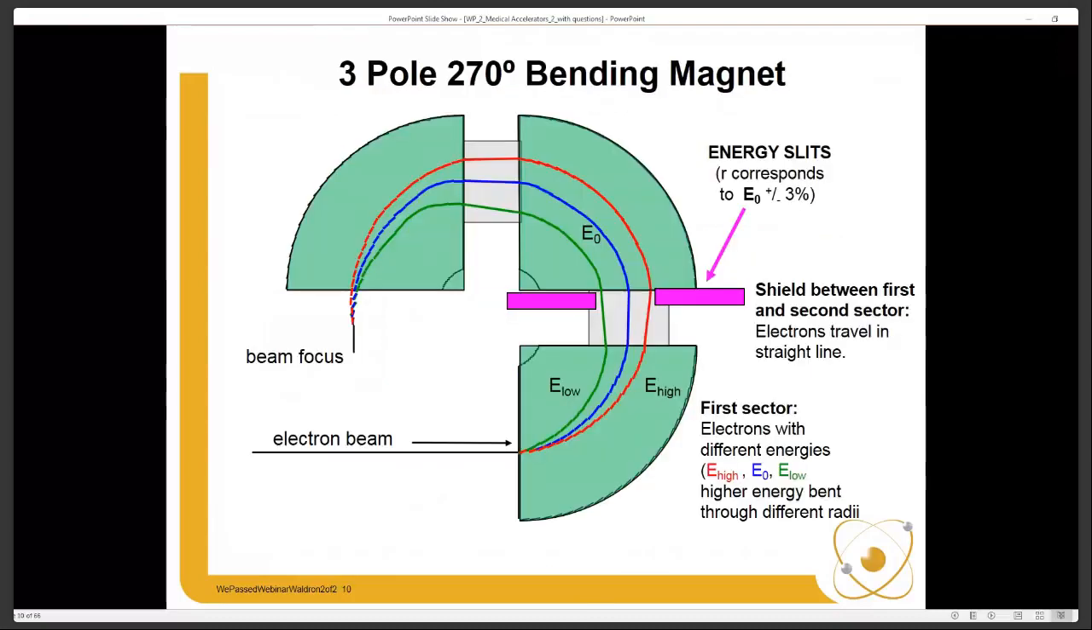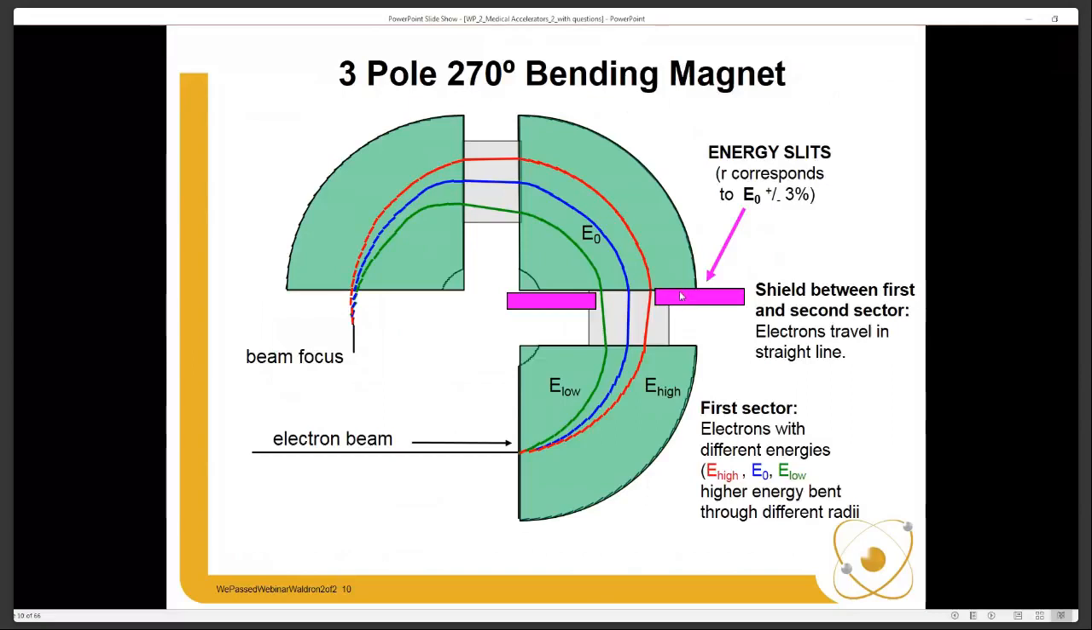So if I happen to have a Varian machine or a Siemens machine, I'm generally going to have what's called a 270-degree bending magnet, and generally on these machines, the electron beam is shown entering horizontally from the left here. When it enters the first portion of the magnetic field, it is spread out. Higher energy beams are the red path, lower energy beams are the green path, and the selected energy, which I'm showing as E0 here, is the blue path.